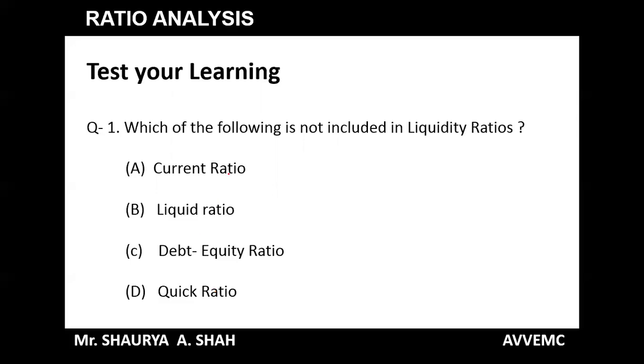Must be knowing the answer. Current ratio we saw just now, liquid ratio we saw just now, quick ratio we saw just now, debt equity ratio. Right? So the answer is debt equity ratio. I hope you must be knowing it.